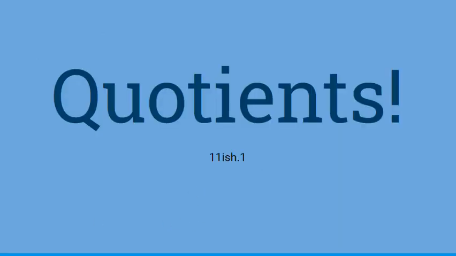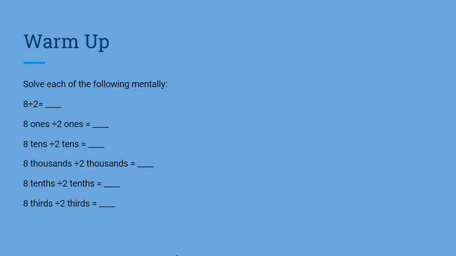Quotients, let's take a look. So let's see if we can do these in our heads. If you think about it, 8 divided by 2, I hope we all know, is 4. If we think of it as 8 ones divided by 2 ones, still 4. 8 tens divided by 2 tens, well, 8 tens would be 80, right? And 2 tens would be 20. 80 divided by 20 is still 4.